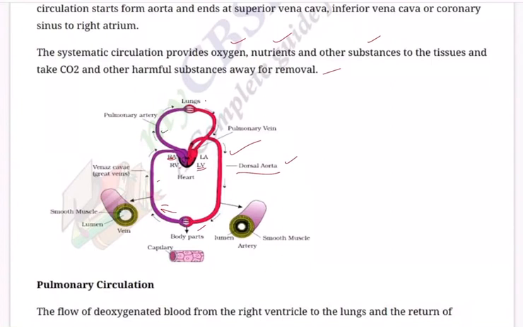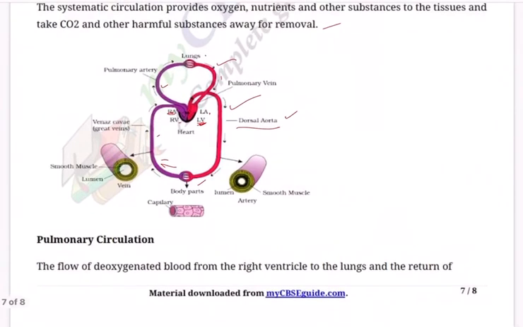So from right auricle to right ventricle, from right ventricle it goes to pulmonary artery to lungs, where carbon dioxide is given off, oxygen is taken in, and that becomes pure blood, and that enters into pulmonary vein to left auricle, and finally left ventricle. So this is how the pulmonary circulation also takes place.